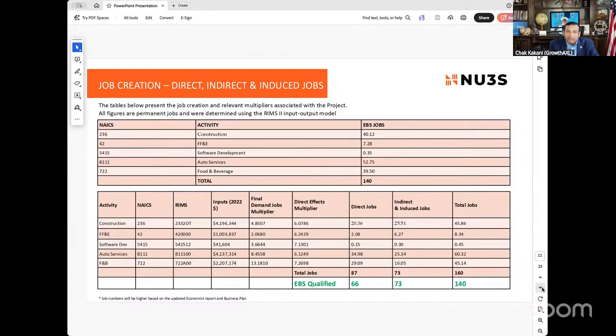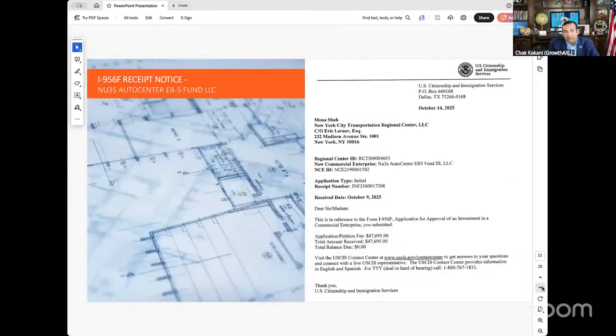And we have enough buffer because remember, each EB-5 investor's investment needs to create 10 jobs. So 7 investors, we're looking for $800,000 each. That is 70 jobs. We have 140 jobs here. So that's a little bit about jobs, Raghu. And this last slide here is a 956F receipt notice, the pre-approval of the project. So yeah, Raghu, thanks for highlighting that.